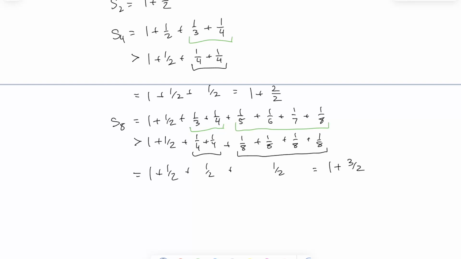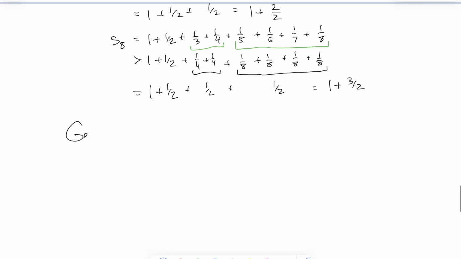The next one I would write, I'm not going to write it just because it's the same thing but super long. I would go to S16, and then when I go to S16, I would write one block of a fourth plus a fourth, one block of a bunch of eighths added together, and then another block of 8/16 added together. This is how you would continue this pattern here. All right, and that one would add up to 1 plus 4/2.